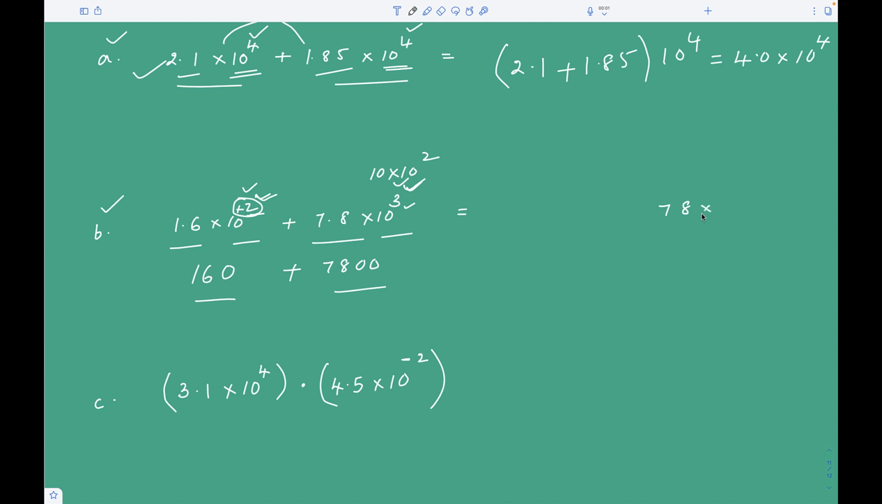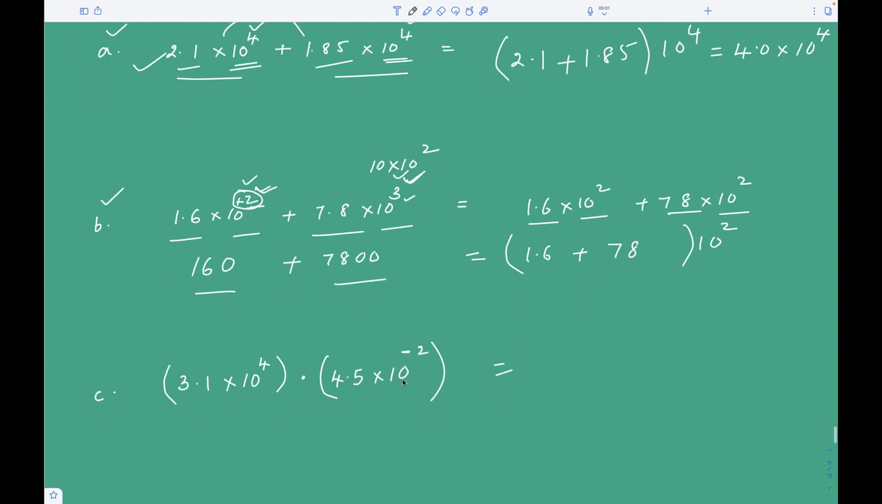So it is 78 multiplied with 10 to the power of 2 plus, I'm going to leave this as it is, so it will be 1.6 times 10 to the power of 2. Now these exponent terms are the same. So you can take that common factor out and add these significands, that is 1.6 plus 78. And you know how to perform this addition.